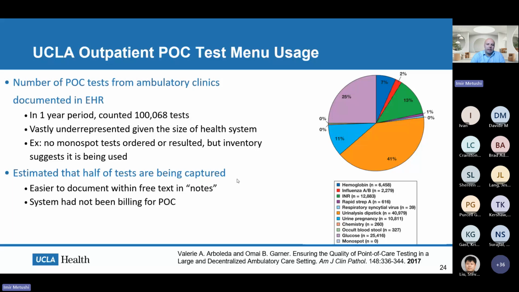Some tests, like mono spot, we couldn't find any results that were ordered, but inventory suggested that it's being purchased. So where is it going, right? A struggle here is that a lot of times some of this testing ends up in the clinical notes. Well, with clinical notes, we're not able to pull and analyze the data, and also you're not able to bill for the data. It's not a good place to have, and we are trying to walk away from this practice into a way that we can actually have some capability of pulling this data.